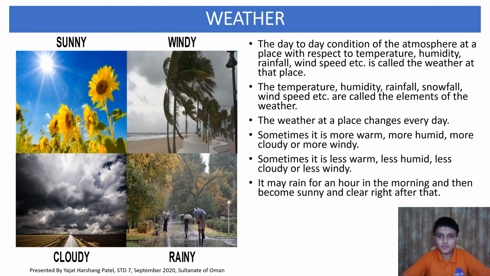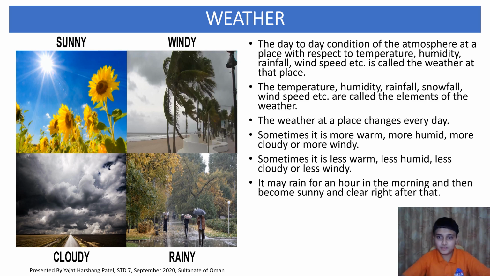Weather. The day-to-day condition of the atmosphere at a place with respect to temperature, humidity, rainfall, wind speed, etc. is called the weather at that place. The temperature, humidity, rainfall, snowfall, wind speed, etc. are called the elements of the weather.